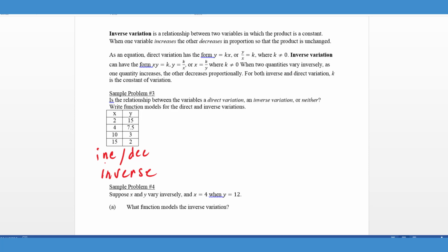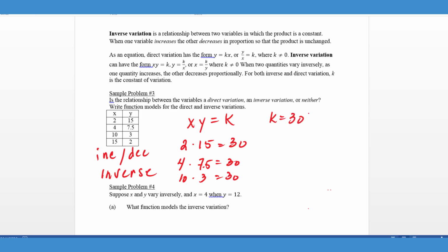Okay? Now, that being the case, if we wanted to model this particular problem, we would have to figure out what k is. And so the easiest way to do that is through any xy pairing, and we just multiply them together to get a value for k. And so if we took 2 times 15 to equal k, that would simply equal 30. Notice no matter what pairing we take, if I did 4 times 7.5, I still get 30. If I did 10 times 3, I still get 30. So now I know that k equals 30.